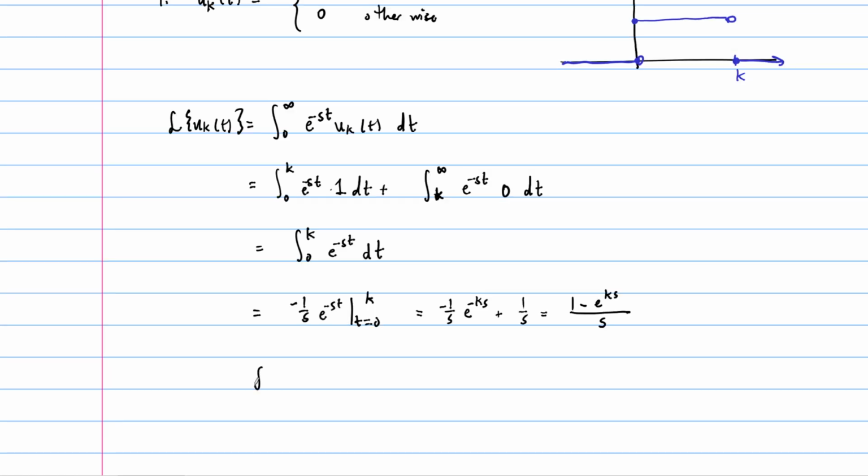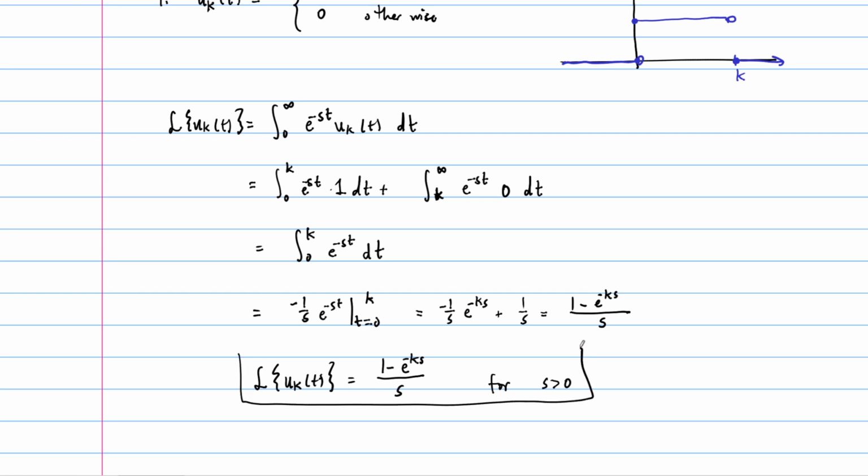Okay, so the Laplace transform of this step function, which I've just defined piecewise up here, is going to be equal to 1 minus e to the minus k times s, all over s. And this one is going to be valid for s greater than 0, right? We weren't worried about a limit here, but s can't be 0, and so therefore s has got to be greater than 0. And so there's the Laplace transform of what we've called the step function here.